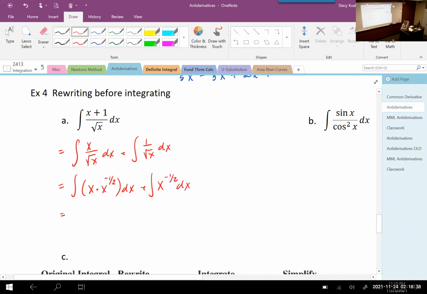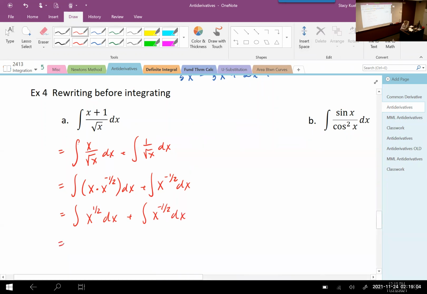Rules of exponents on that first term there is telling me that I'm going to add those exponents. I haven't taken the integral yet at all. I'm just simplifying this. So I'm looking now at the integral of x to the positive 1/2 dx plus the integral of x to the negative 1/2 dx.